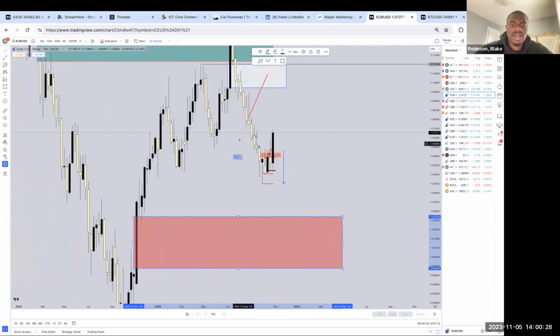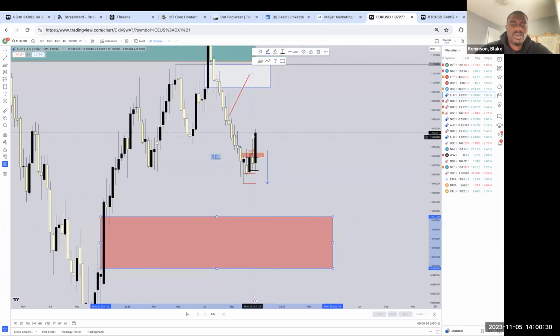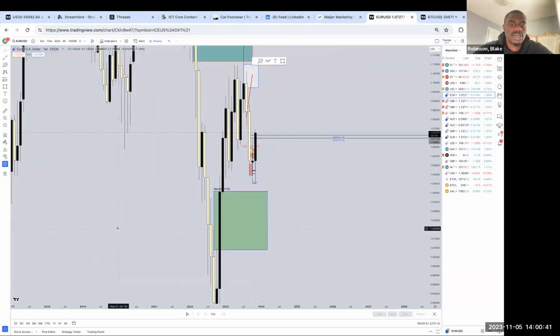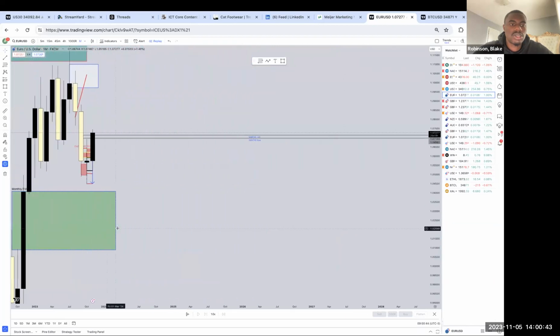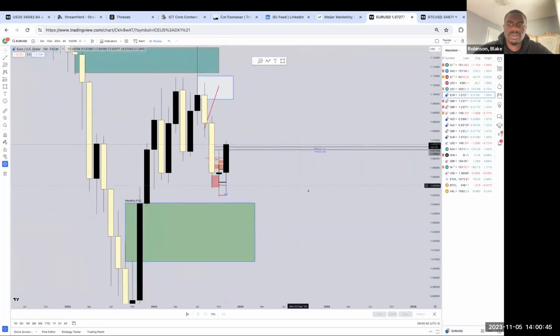So I will be looking for buy opportunities, just opposite of the dollar, so bullish opportunities. I'm not 100% convinced that this is the trend, the overall trend.